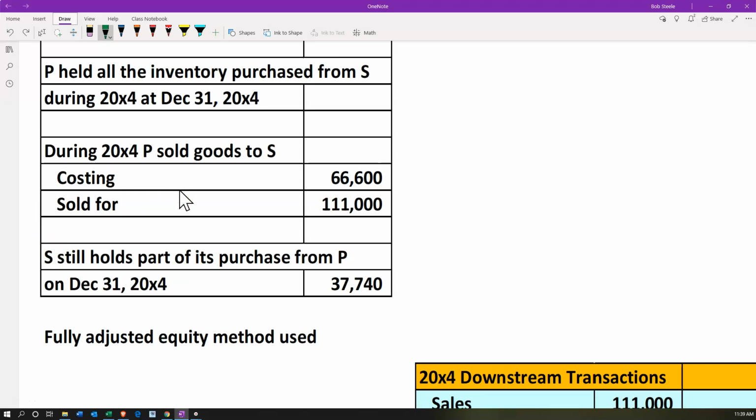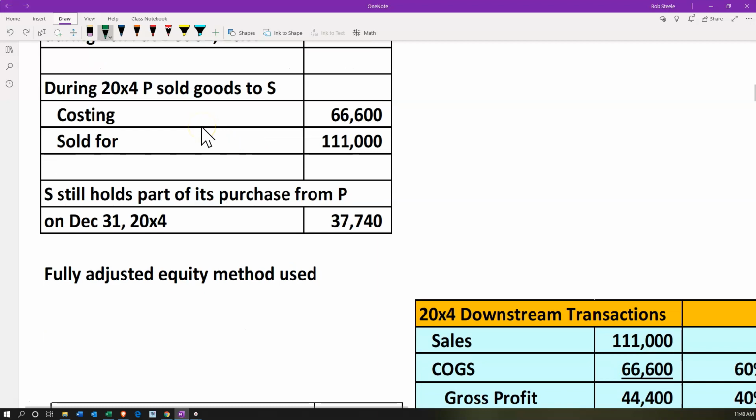Notice there are four things happening here. This is the most complex situation you can think of, because it goes both ways: P selling to S and S selling to P in the prior year, with ending inventory that we have to deal with in the current year, and then the current year transactions, both P selling to S and S selling to P. So during 2000 X4, P sold goods to S. That's the parent selling to S, a downstream transaction. The sales price is 111,000, the cost 66,600.